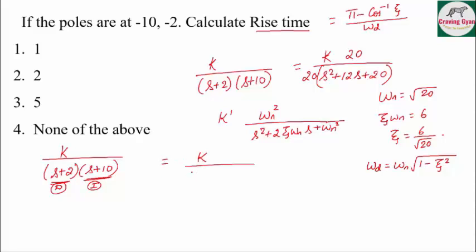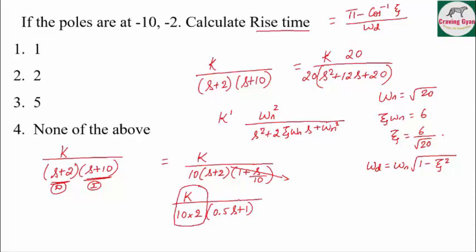So what I will be getting is k divided by 10 into s plus 2 into 1 plus s divided by 10. Now I can neglect this pole term. So what I will be getting is k divided by 10 into, let me take 2 also as common, 0.5 times of s plus 1. Right? So this k divided by 20 is your gain value. Now you have to compare this with k dash divided by s tau plus 1. K dash is the overall gain, tau is the time constant. The time constant value I am getting is 0.5.